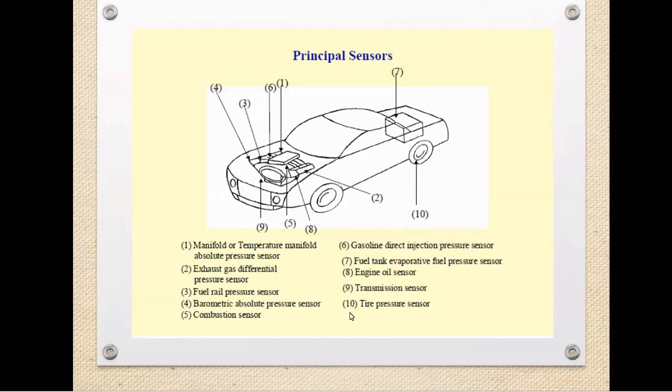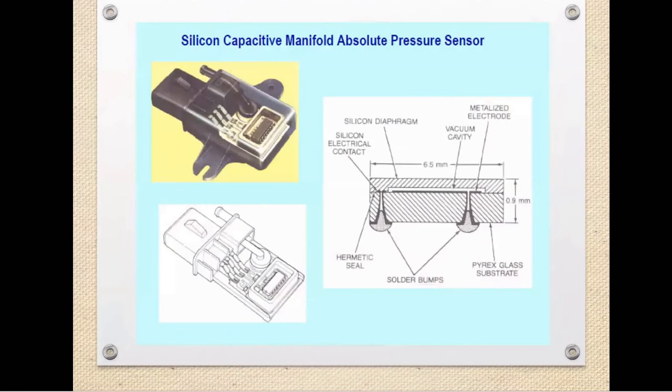Tire pressure sensor, transmission oil sensors, fuel tank evaporative pressure sensors, engine oil pressure sensors, gasoline direct injection fuel rail pressure sensors. Most of these sensors are very small in size, and they are fabricated with the help of microfabrication techniques. We need to monitor what is happening with these things, so that we will be able to control everything, like tire pressure, from a button or from a remote also.